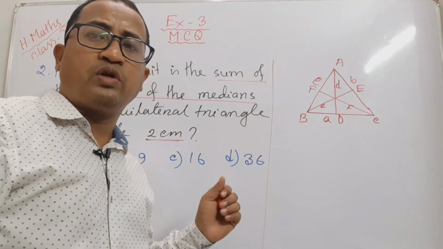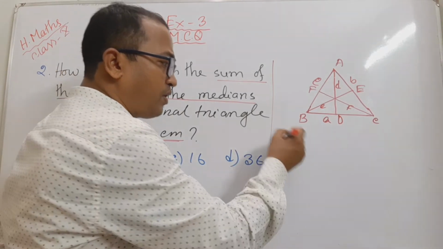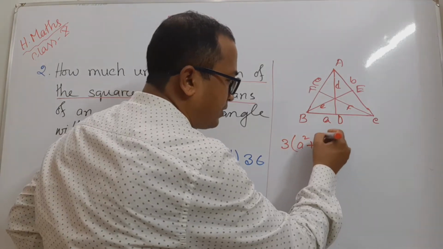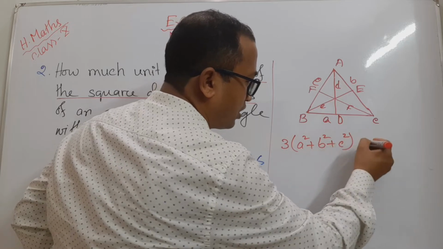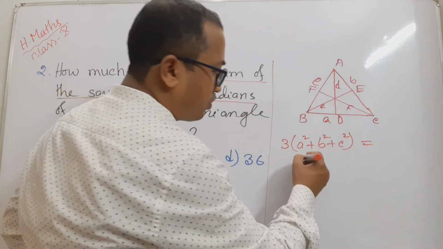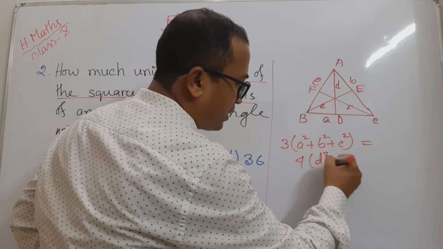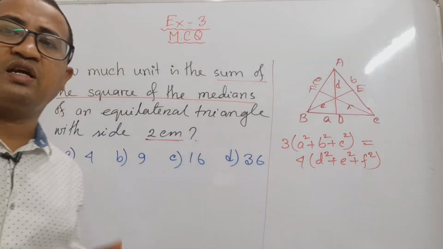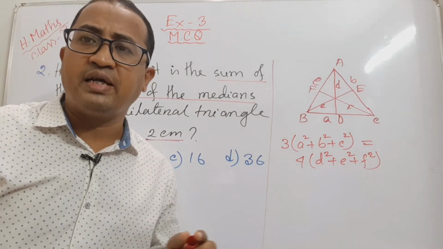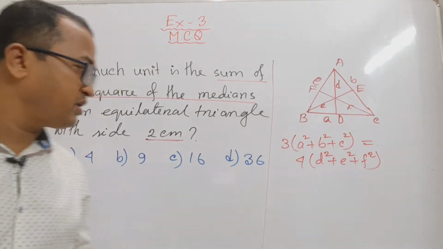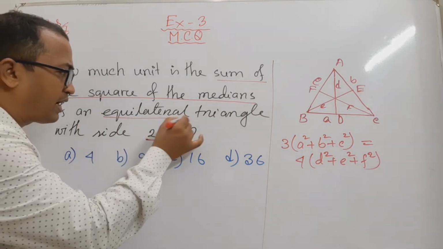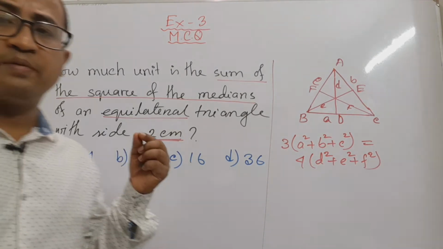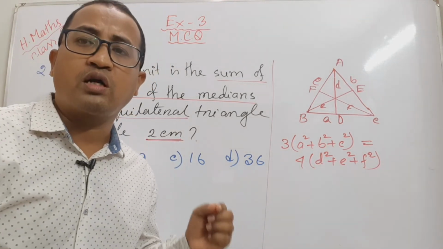So, the relation between the sides and the medians will be, from the Apollonius theorem, we know that 3 times A square plus B square plus C square equals 4 times D square plus E square plus F square. This is the relation between the sides and the medians of a triangle. But in this question, it is an equilateral triangle and each side is 2 cm. So, here the values of A, B, C are all 2 cm.